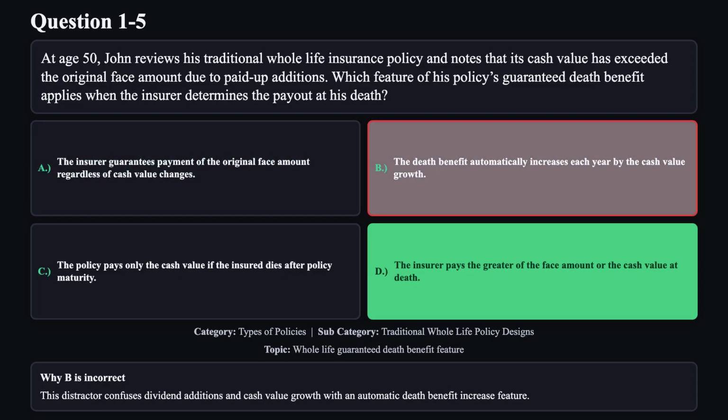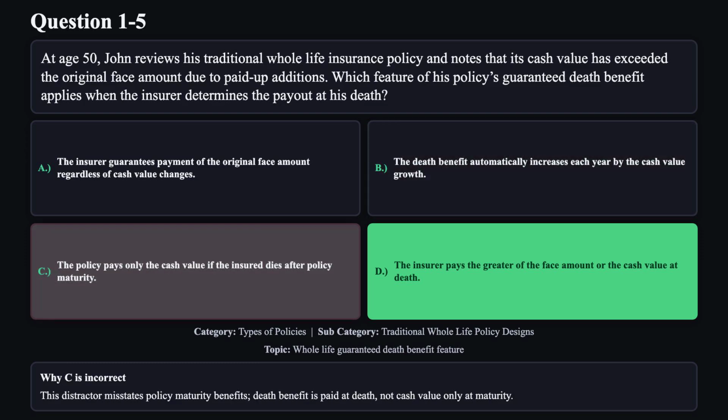Reason B is not correct. This distractor confuses dividend additions and cash value growth with an automatic death benefit increase feature. Reason C is not correct. This distractor misstates policy maturity benefits. Death benefit is paid at death, not cash value only at maturity.